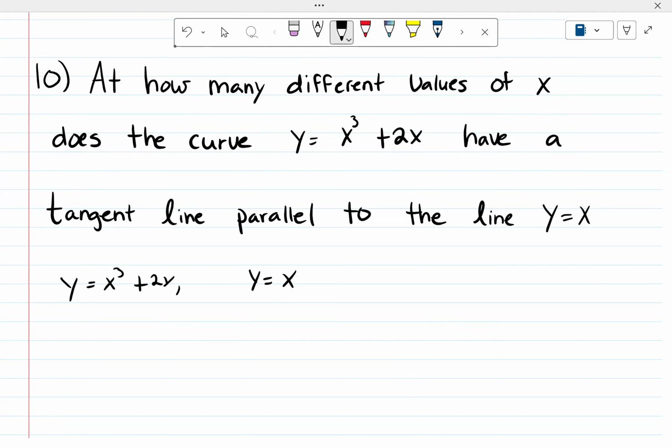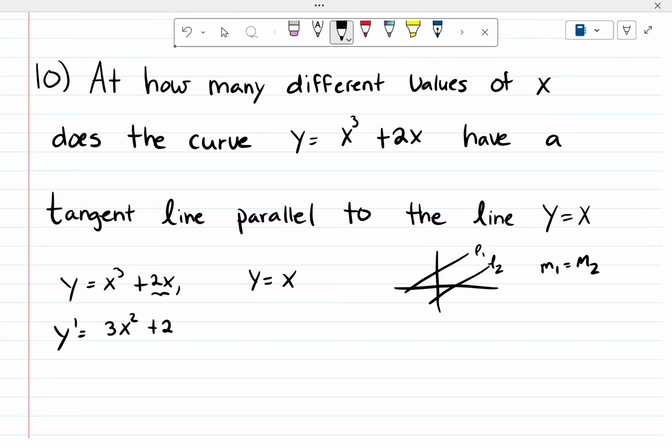So how do you know if two lines are parallel? Their slope. Here's line one, line two. The slope must be the same, right? M1 must equal M2. So let's take the derivative of each of both equations. So y prime. What's the derivative of x cubed plus 2x? It is going to be 3x squared, and then the derivative of 2x is 2.